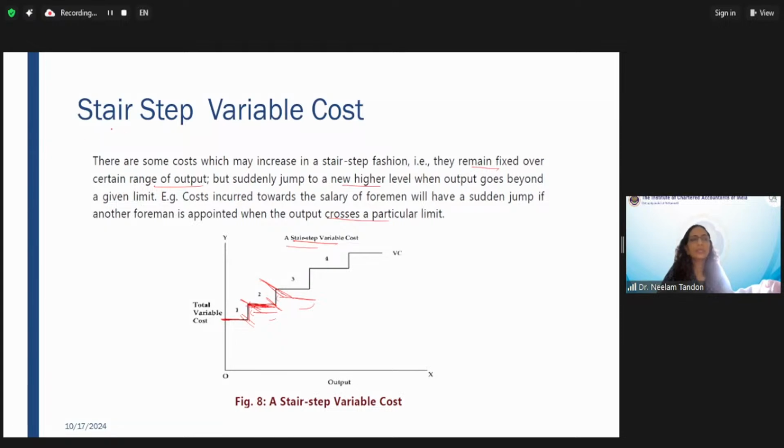So this is stair-step variable cost, which has a certain period of fixed cost, followed by increase in the cost, then followed by fixed cost, and then increase in cost. This particular pattern, which is followed all throughout, is known as stair-step variable cost. Okay, sudden jump.